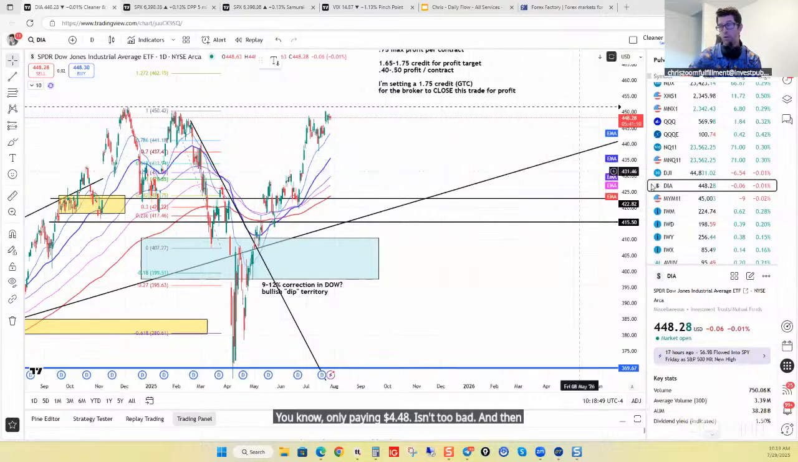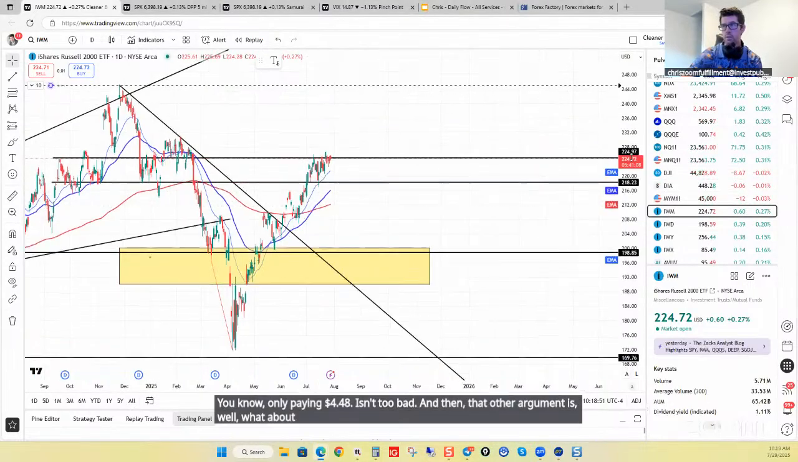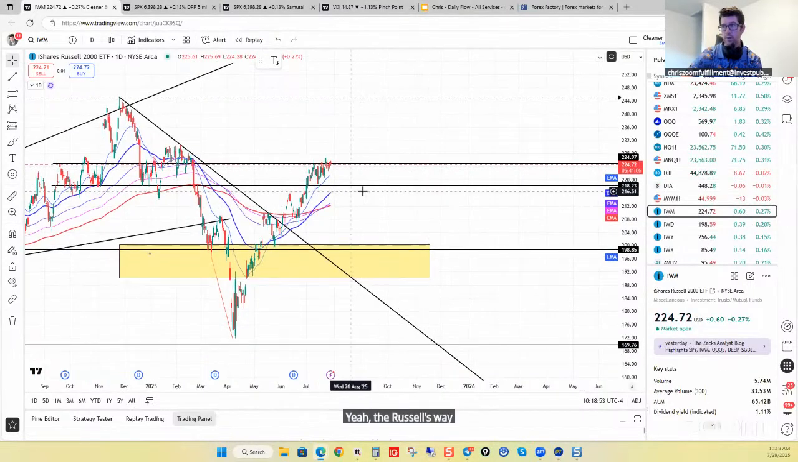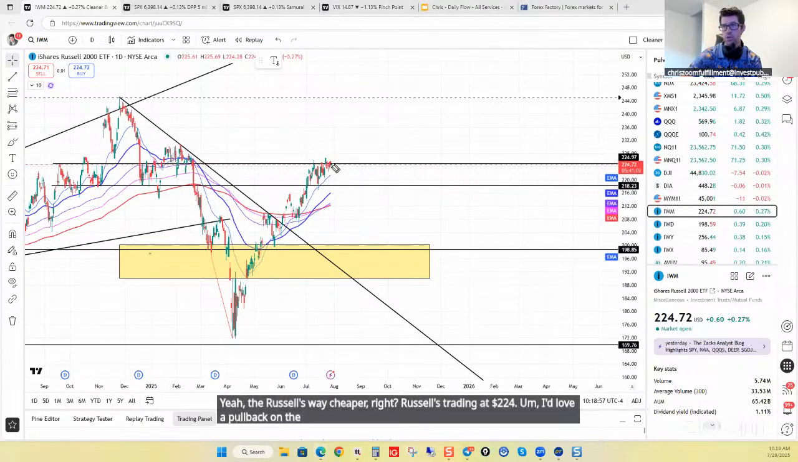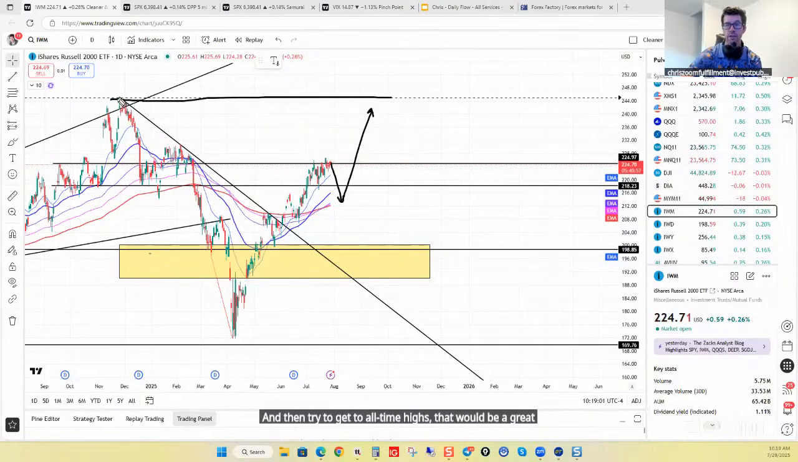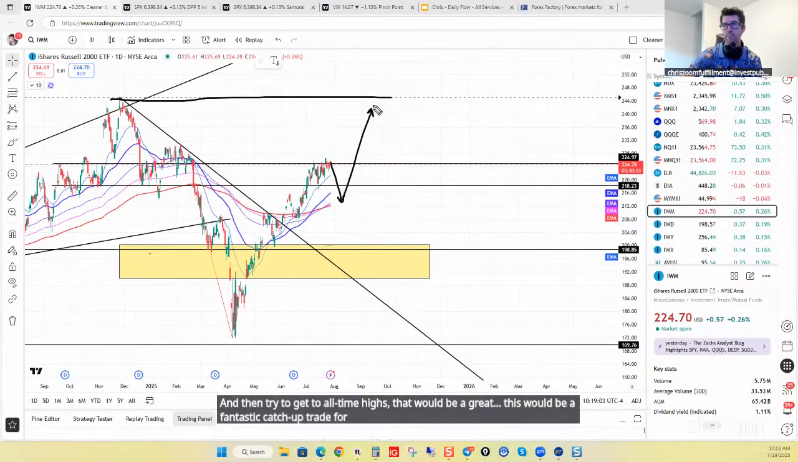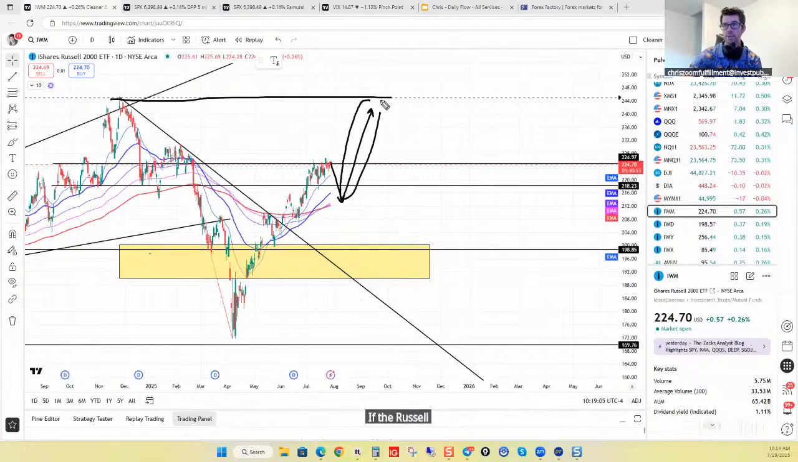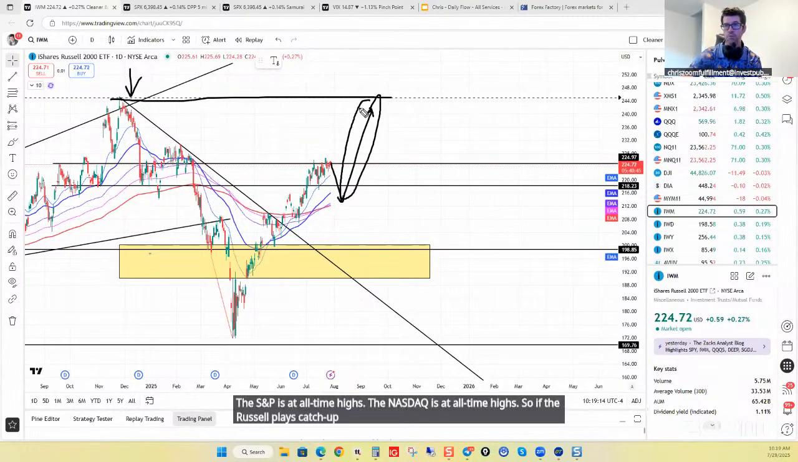And then that other argument is, well, what about the Russell? Yeah, the Russell's way cheaper, right? Russell's trading at 224. I'd love a pullback on the Russell towards like 210 and then try to get to all-time highs. That would be a fantastic catch-up trade for 2025. If the Russell can hit all-time highs, you can see that high. The S&P is at all-time highs. The Nasdaq is at all-time highs. So if the Russell plays catch up and small caps outperform, that's a good thing.